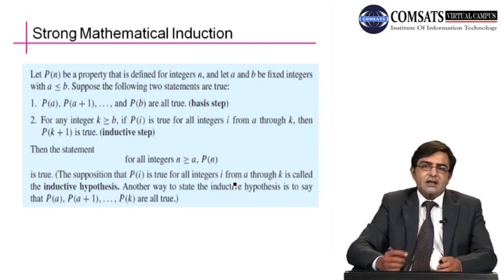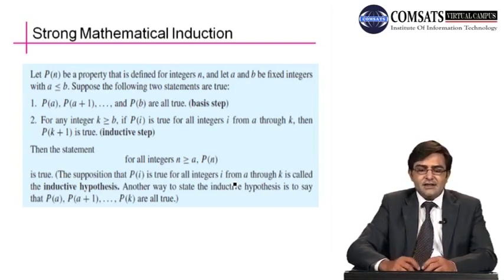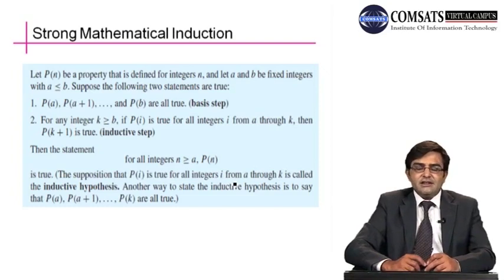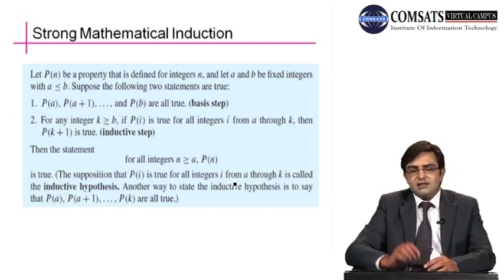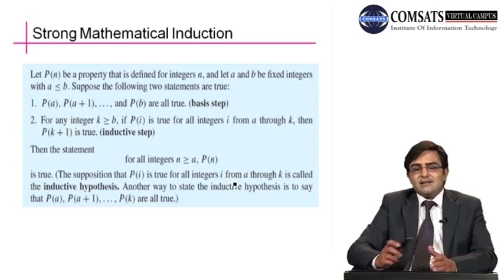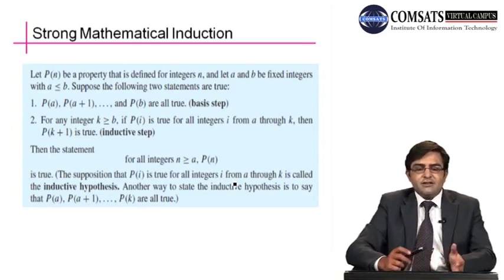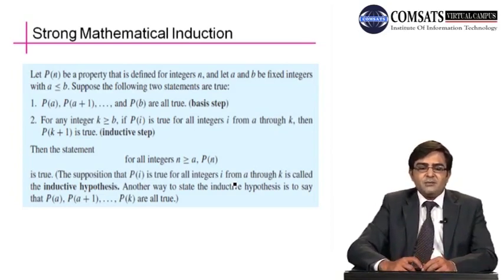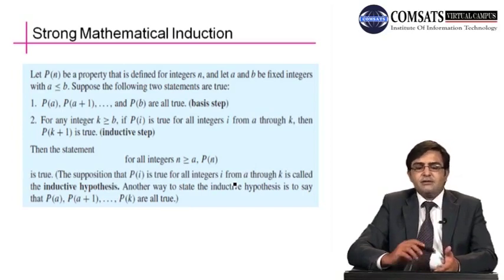P of a, again a is basically the initial step in the principle of mathematical induction, which was the basic step for n greater than or equal to a. Now a is less than or equal to b. The first property is that P of a is true, P of a plus 1 is true, P of a plus 2 is true, and so on until P of b is true.